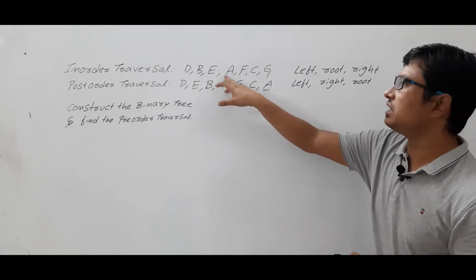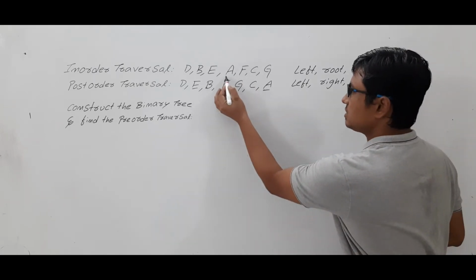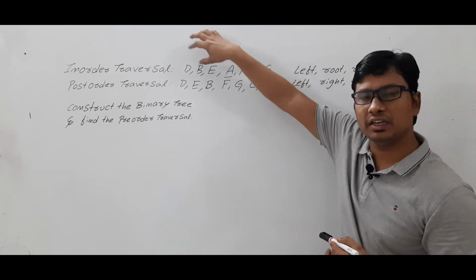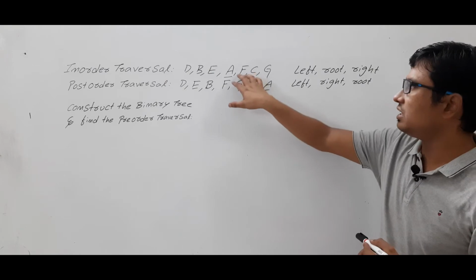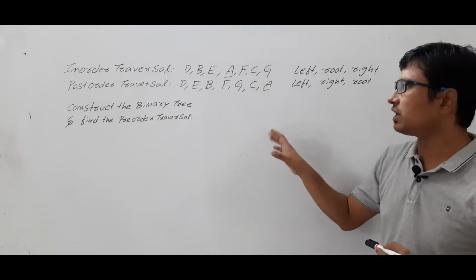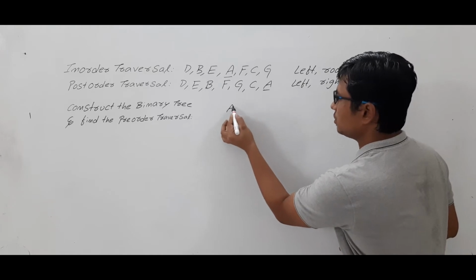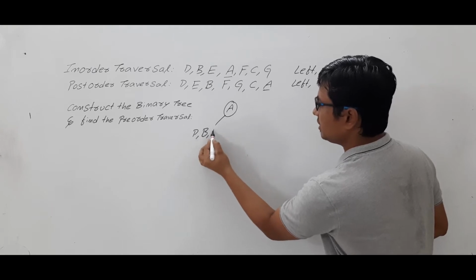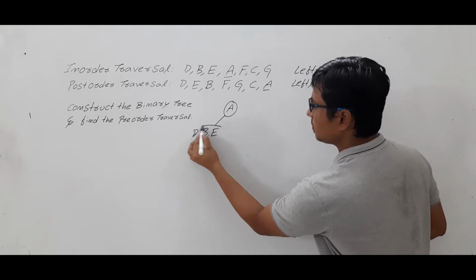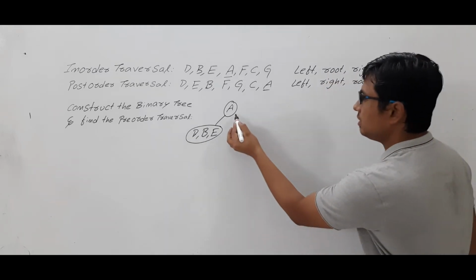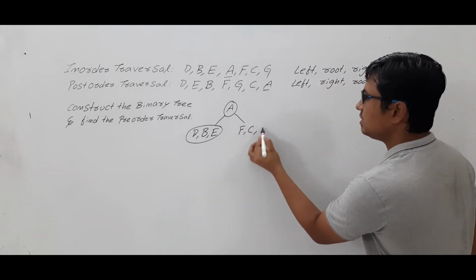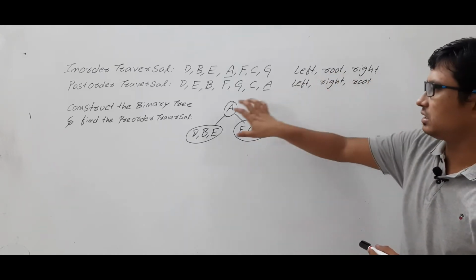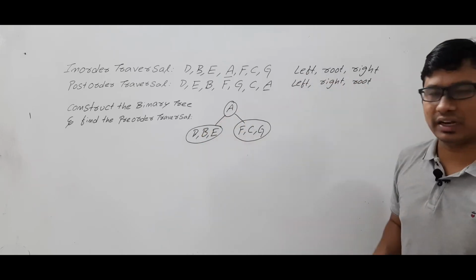So, check where A is in the in-order traversal. This is A. So, if A is the root, then these elements D, B, E will fall in the left subtree and F, C, G will fall in the right subtree. So, A is the root and the elements D, B, E will fall in the left subtree. The elements F, C, G will fall in the right subtree because the root is at the center and you have the left and you have the right.